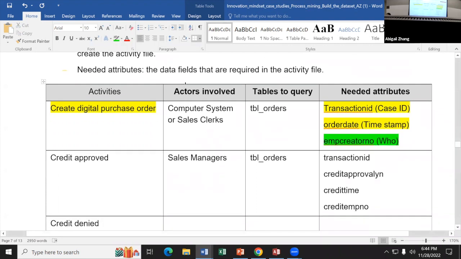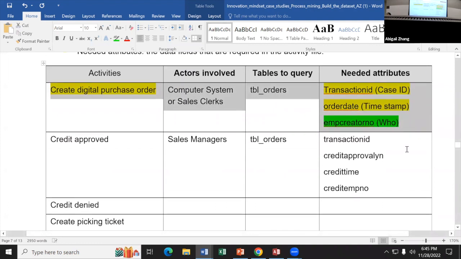Okay, so here we still have this actors involved that I want you to identify. This is basically from the case description, right? For example, when we look at how the orders are created, we know that it depends on whether the customer placed the order via phone or online. If it's via phone, then the sales clerk will deal with the order, right? But if it's an online order, then it's a computer system. So here the actors involved is computer system or clerks. So then that completes the first row.